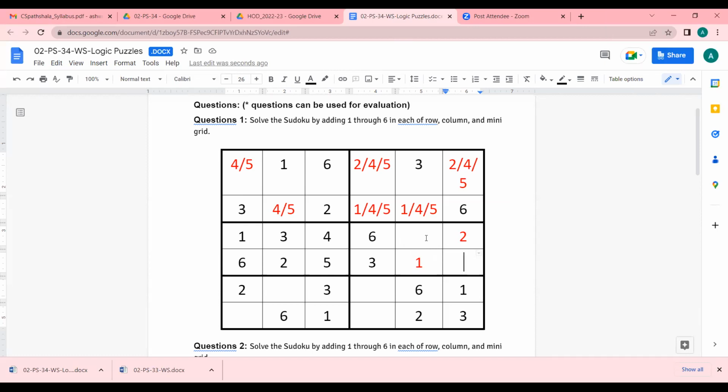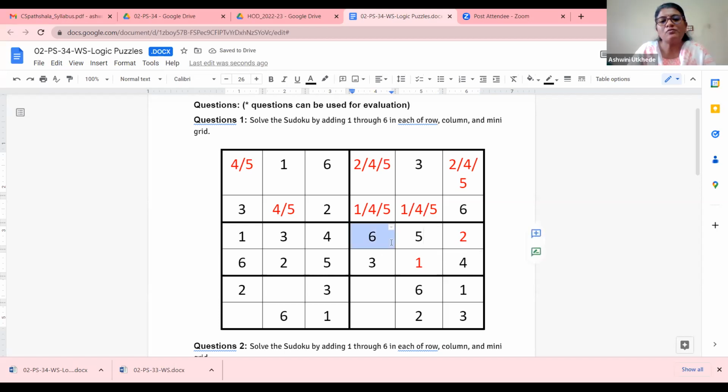Second column, third row, below 2. Okay, 4. And now 5 in the left out column. So now we have fixed the position of all the numbers from 1 to 6 in the 4th mini grid.